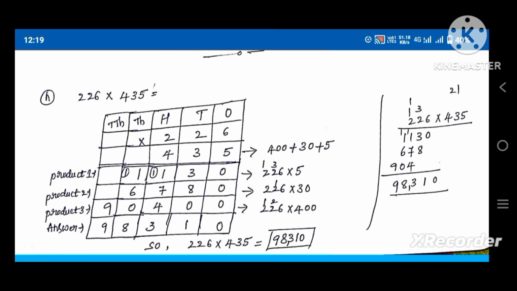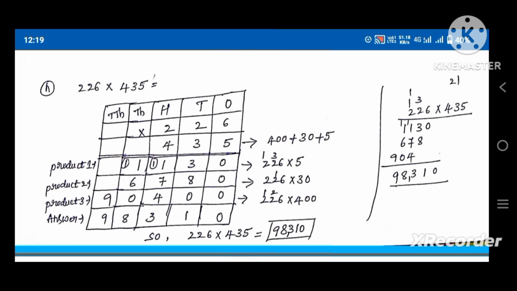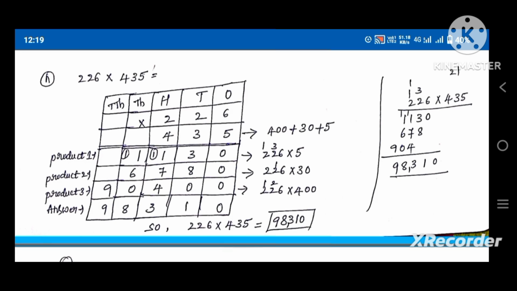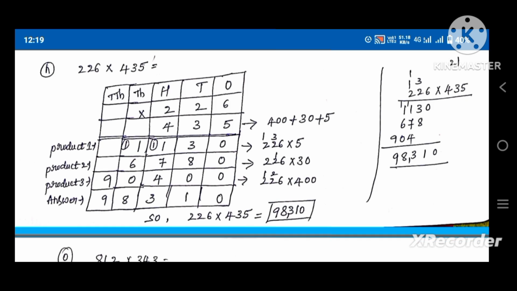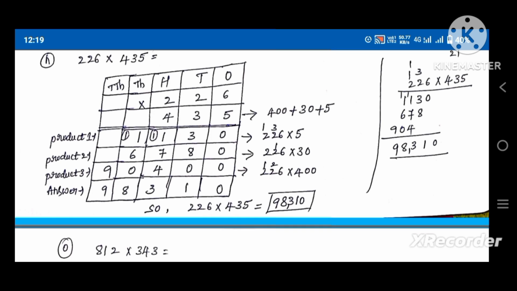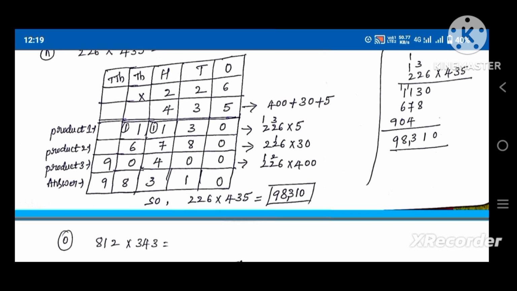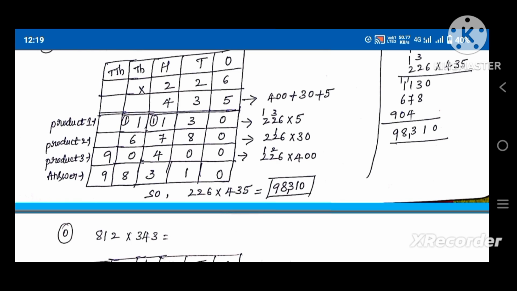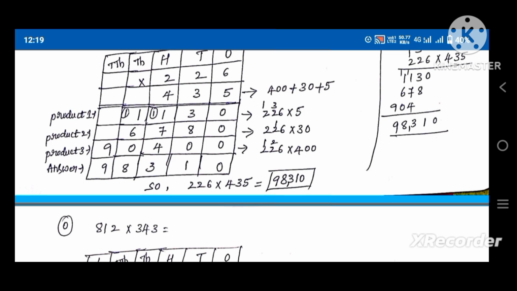Question number N is 226 into 435. 226 multiplied by 435. 435 means 400 plus 30 plus 5. Product 1 is 226 into 5 is 1,130. Product 2 is 226 into 30 is 6,780. Product 3 is 226 into 400 is 90,400. Add the three products and get the answer 98,310.